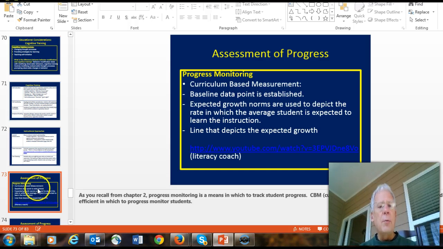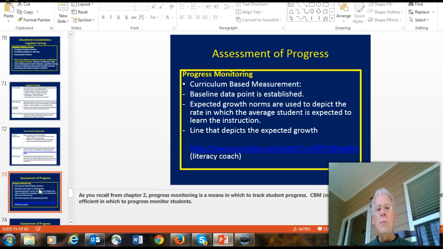And you're familiar with progress monitoring from our work in response to intervention, RTI. But it doesn't stop with RTI. Once a student receives services in learning disabilities, then progress monitoring is important to do on a regular basis. And the frequency in which progress monitoring is done is really dependent on the severity of the disability.